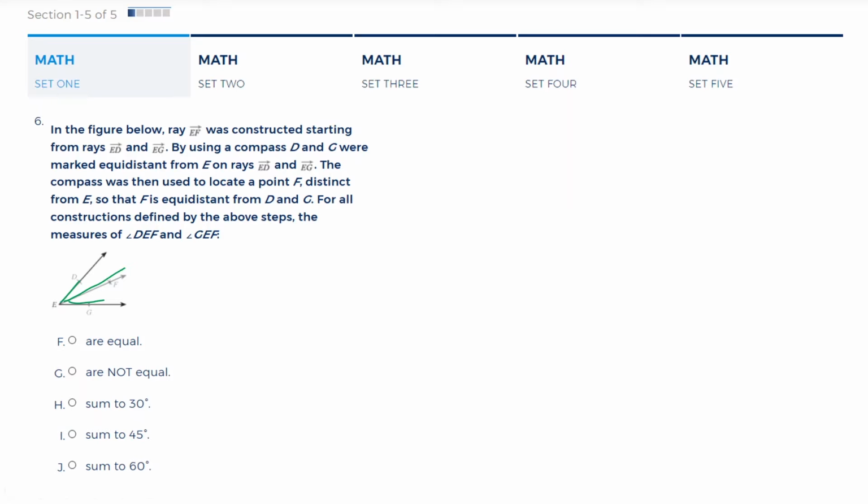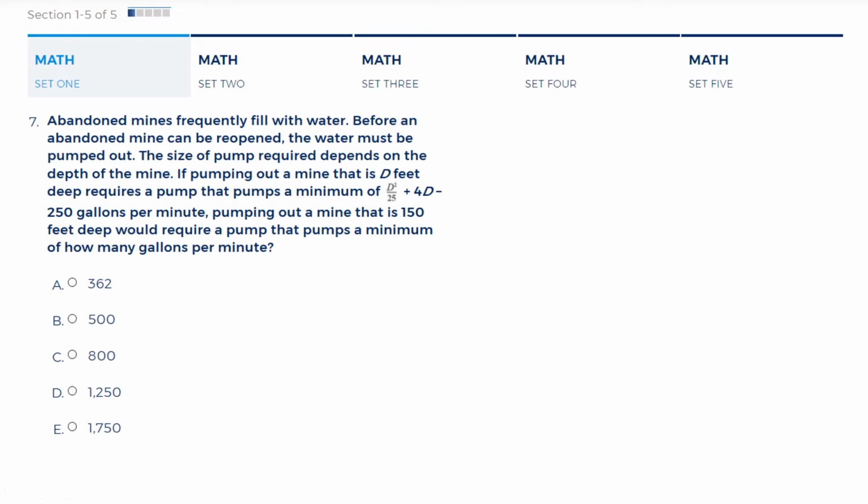Next. In the figure below, ray EF was constructed starting from ED and EG by using a compass. D and G, we mark equidistant from E. Alright, so that's how these points were selected. Then the compass was used to locate point F right here, so that F is equidistant from D and G. For all the constructions defined by the above steps, the measures of these two angles, well, clearly they are equal if you know anything about construction. F.